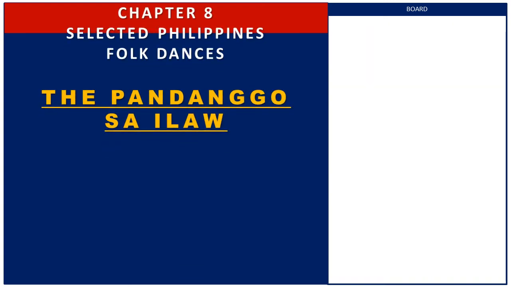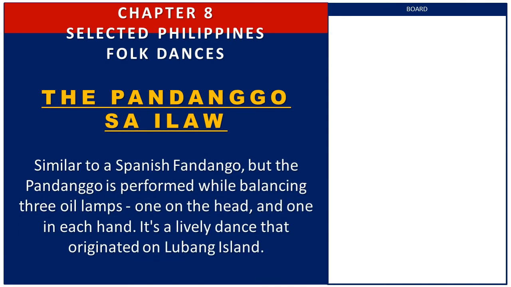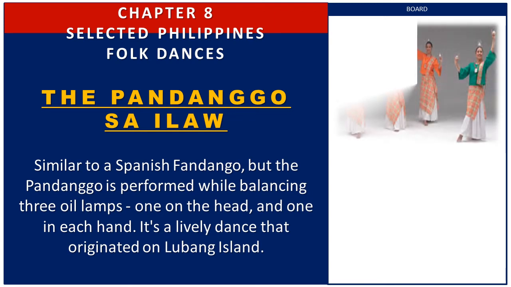Next is the Pandanggo sa Ilaw. The Pandanggo sa Ilaw is similar to a Spanish fandango, but the Pandanggo is performed while balancing three oil lamps, one on the head and one in each hand. It is also a lively dance that originated on Lubang Island. The music is in 3/4 time and it is usually accompanied by castanets. Here are some example pictures.